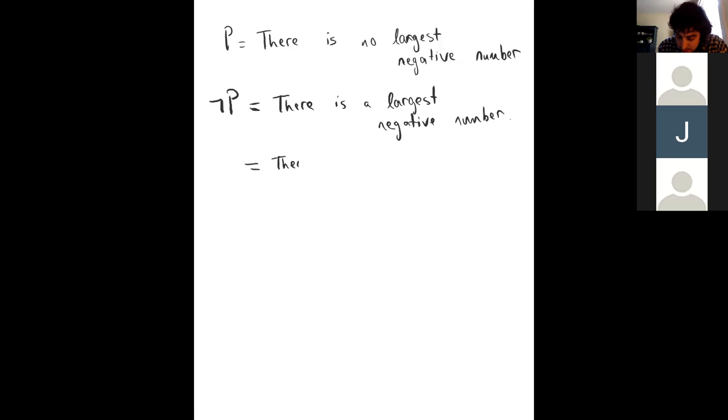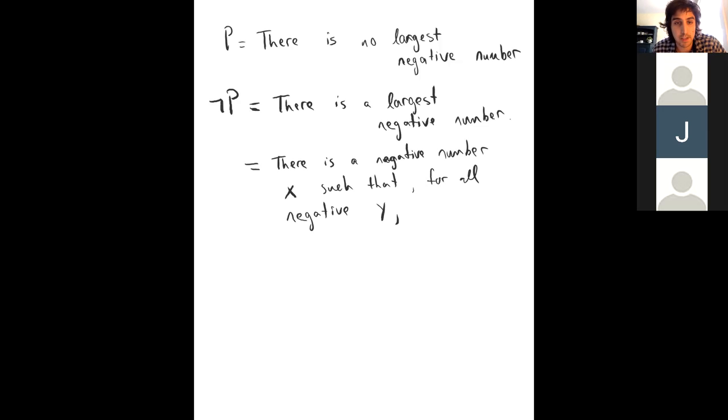So this is saying that there is a negative number x, such that for all negative y, what is the relationship between x and y? X is greater than or equal to y. Perfect, thank you. Okay, so this is much closer to being a full mathematically syntaxed sentence.